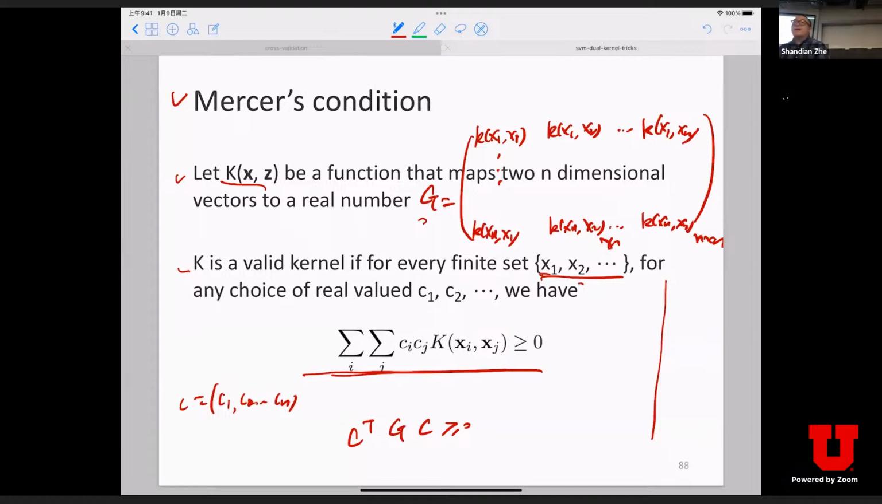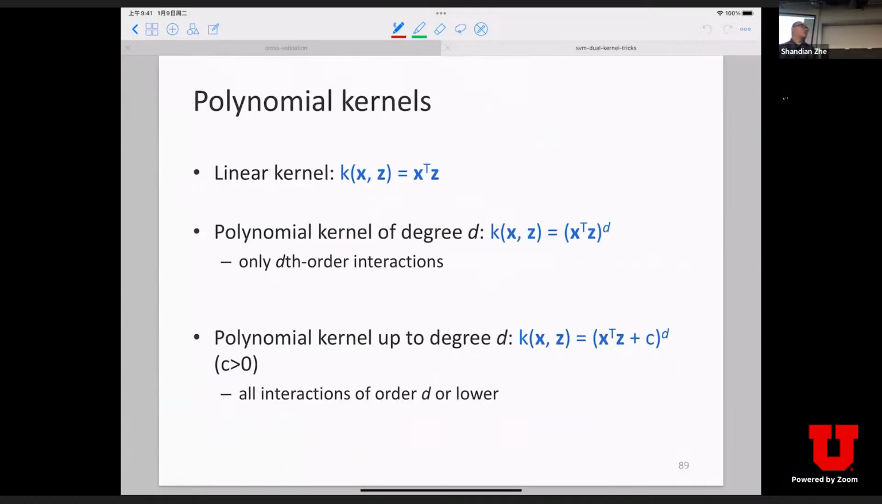In practice, how can we pick kernel functions? How can we select kernel functions or even invent new kernel functions? In practice, we will start with some commonly used, established kernel functions. So here we're going to introduce a few of them. The first type of commonly used kernel function is called polynomial kernel.